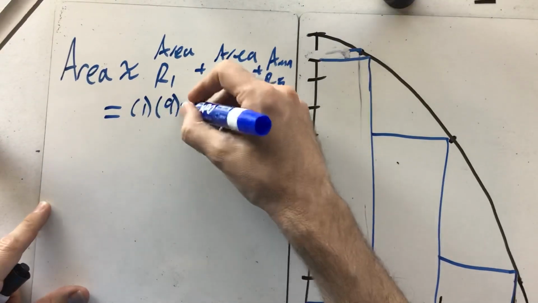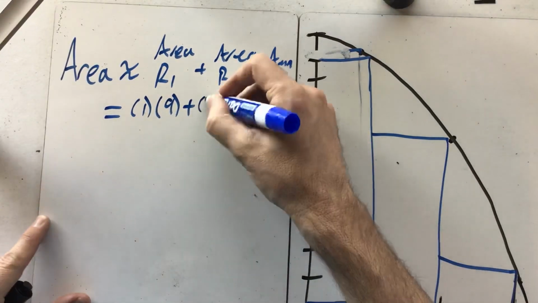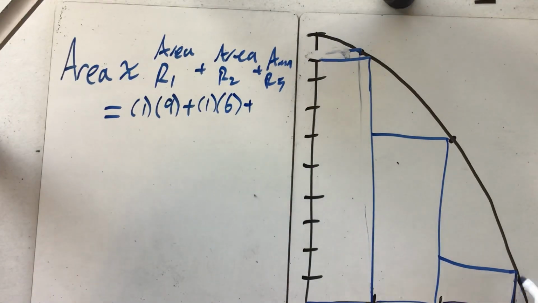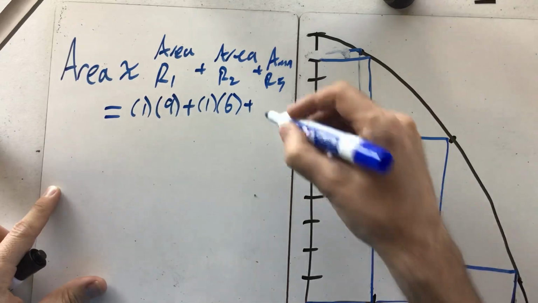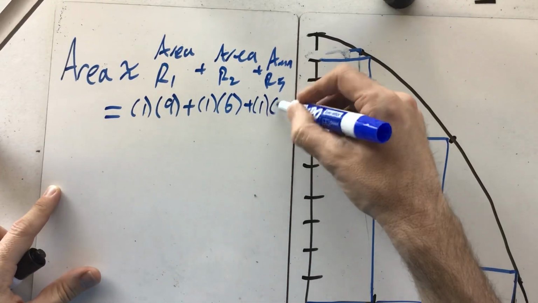So 1 times 9 plus, now for this one we have base times height. This base is 1, and this height is 6. So 1 times 6. And then this base is 1, and this height is 3. And I know I didn't do a great job; my rectangles are a little wobbly. But I hope you all can deal with that. I know you're tough. And this is 1 times, and this height is just 1 itself.